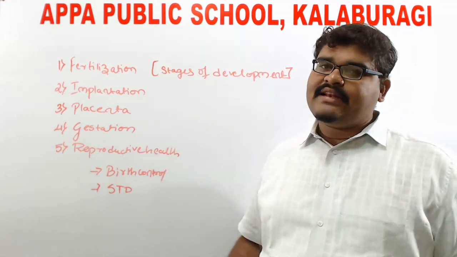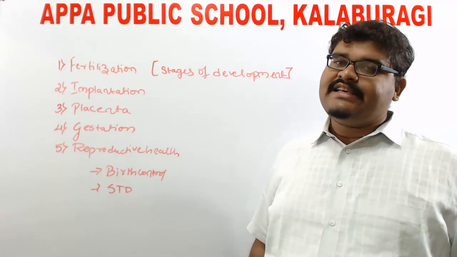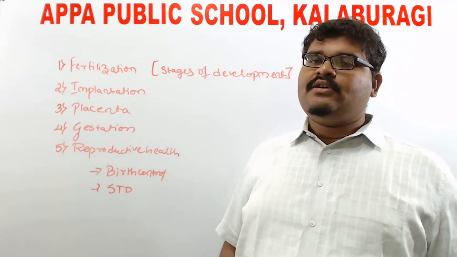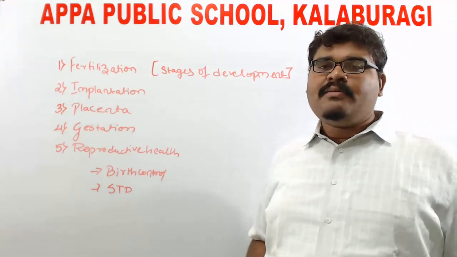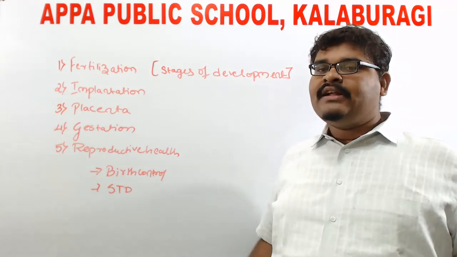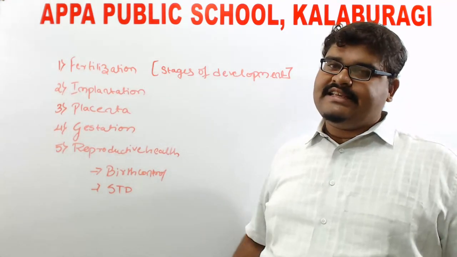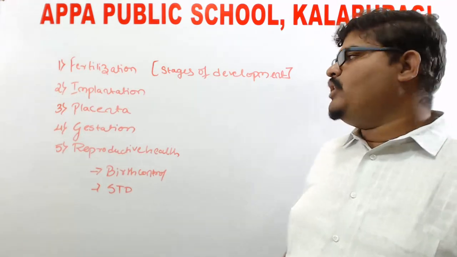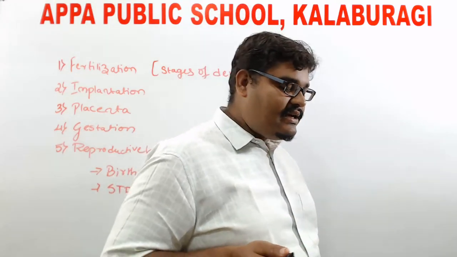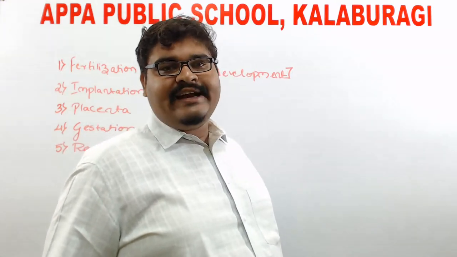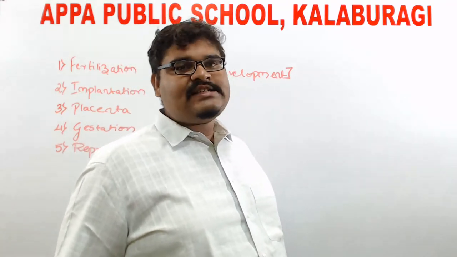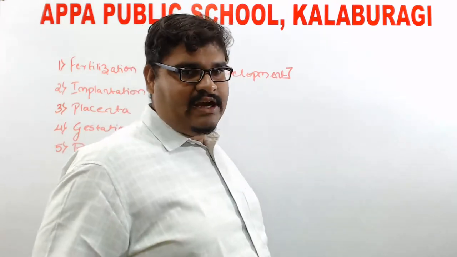So I will begin the class with fertilization. Fertilization, as I've already told you, is the fusion of male and female gamete, that is, fusion of sperm and egg together. When the male gamete and female gamete mix together, that process is called fertilization. So what happens in fertilization? At the climax of sexual intercourse, the man ejaculates semen into the female's body. And in that semen, we have millions of sperms which are motile.